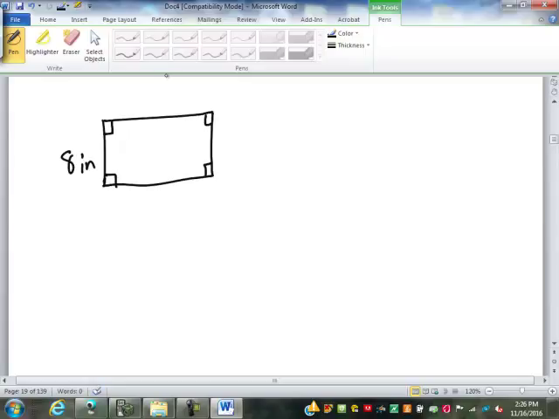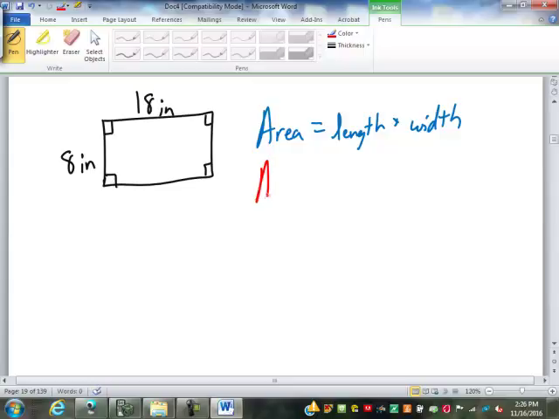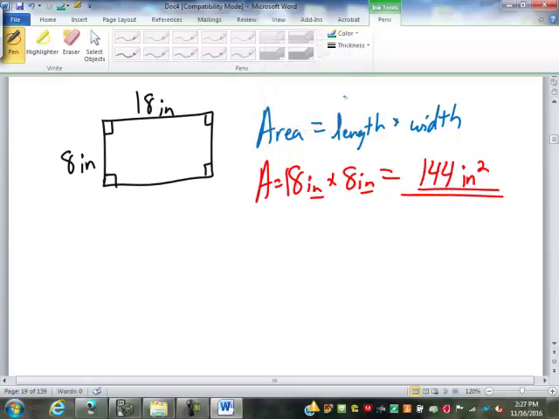So let's say this is 8 inches by 18 inches. Its area for a rectangle is just length times width. So for this rectangle, the area is going to be 18 inches times 8 inches. Well, 8 times 18 is 144. We also multiply the names. Inches times inches is inches squared. You might recognize that, by the way, is also 1 square foot.